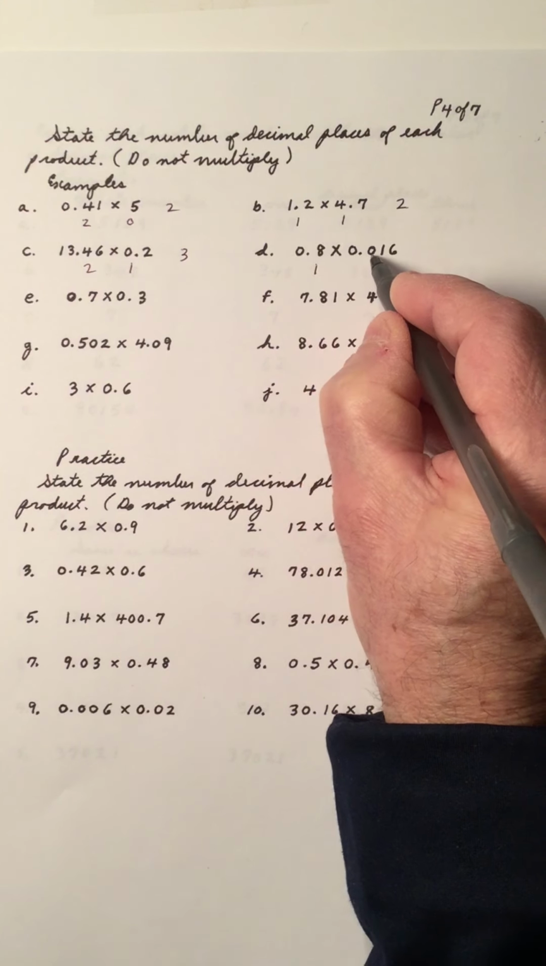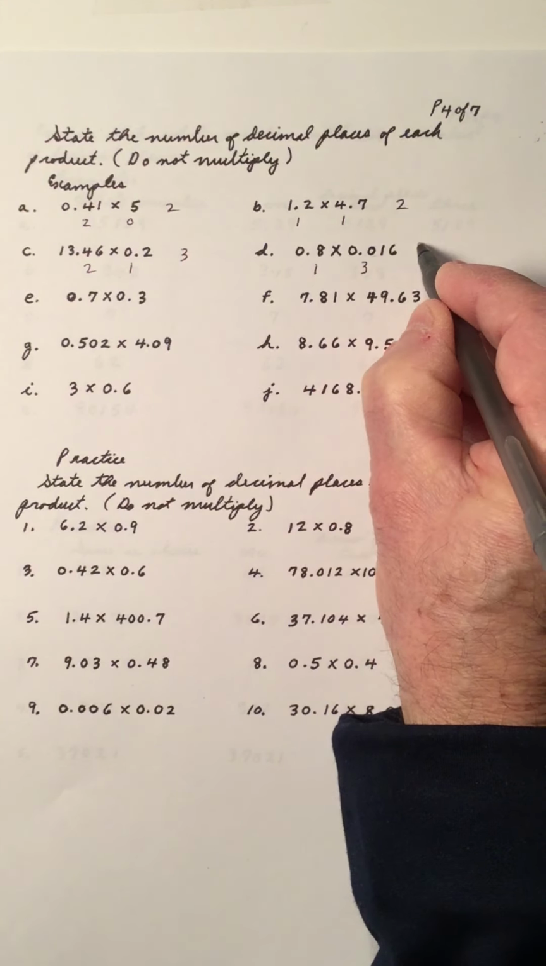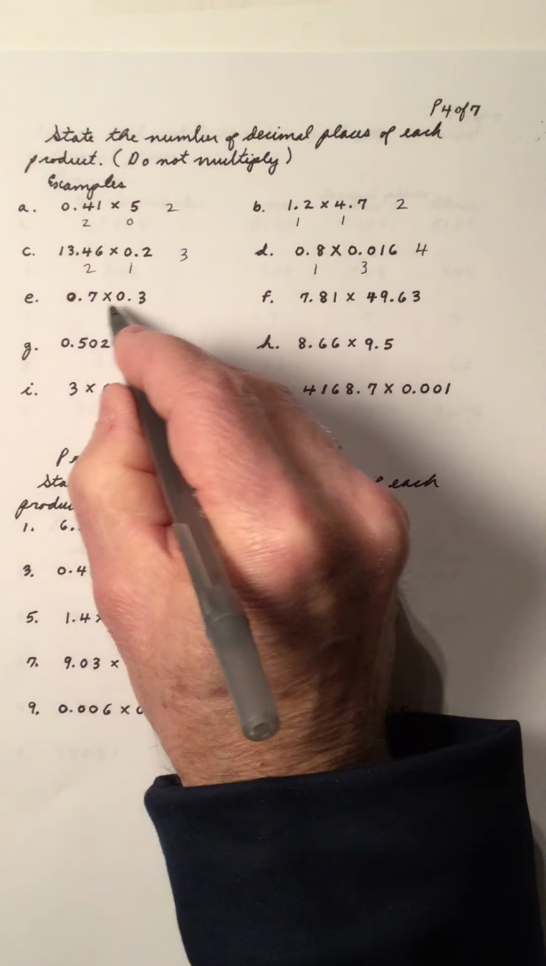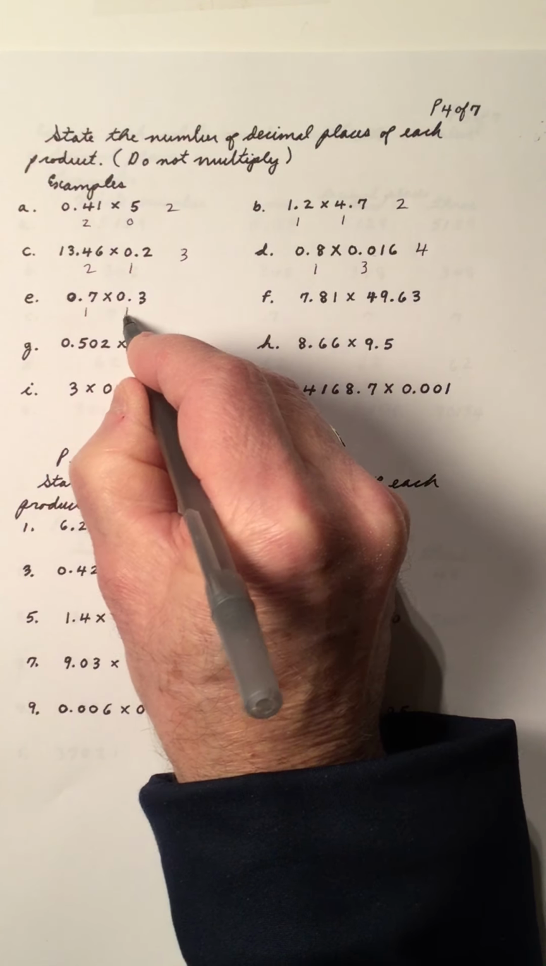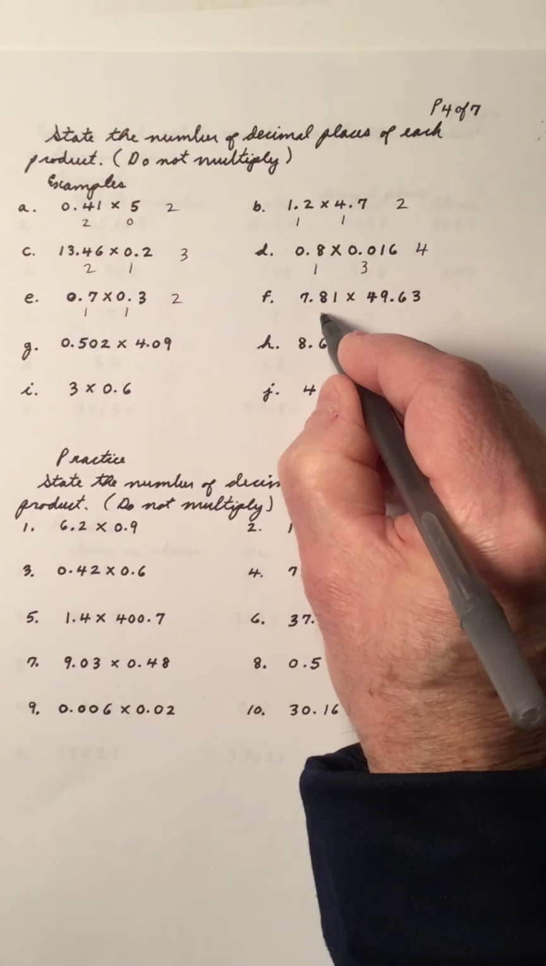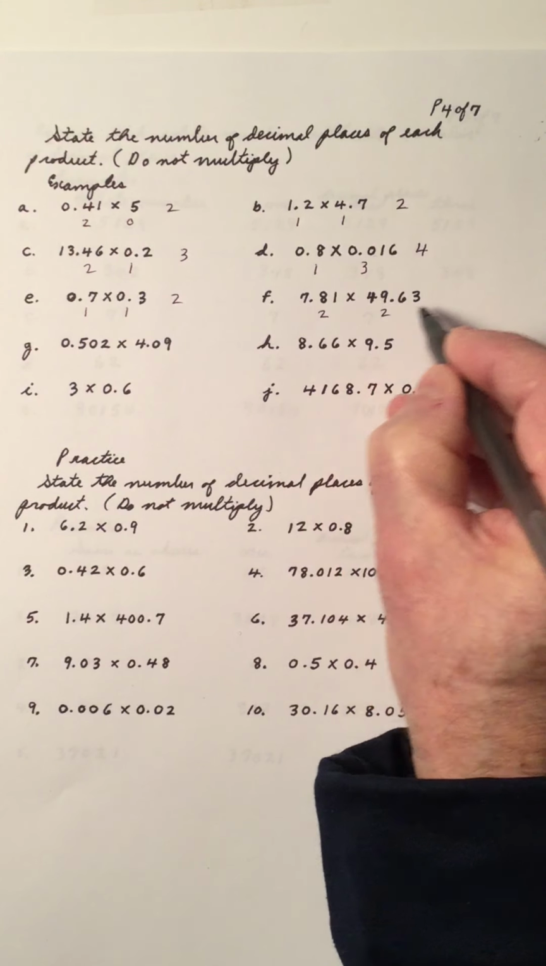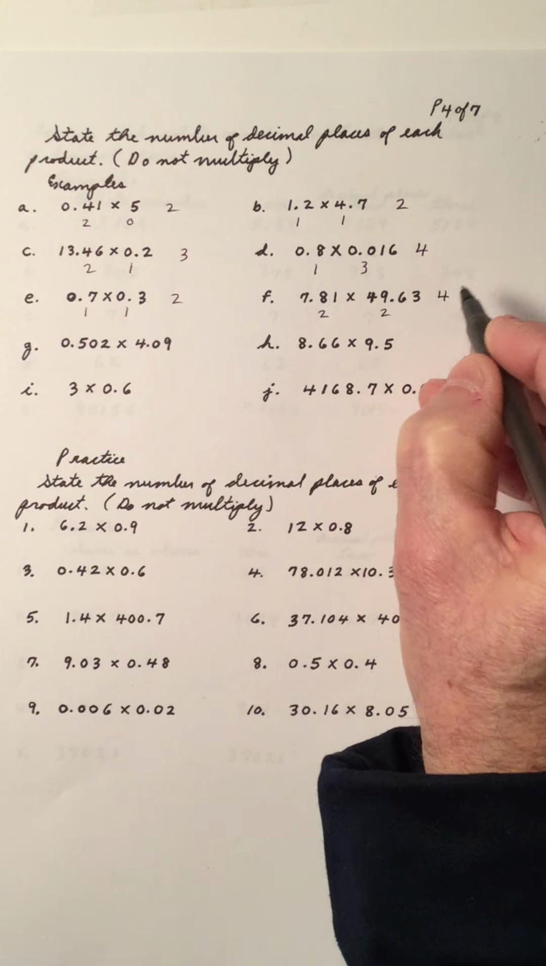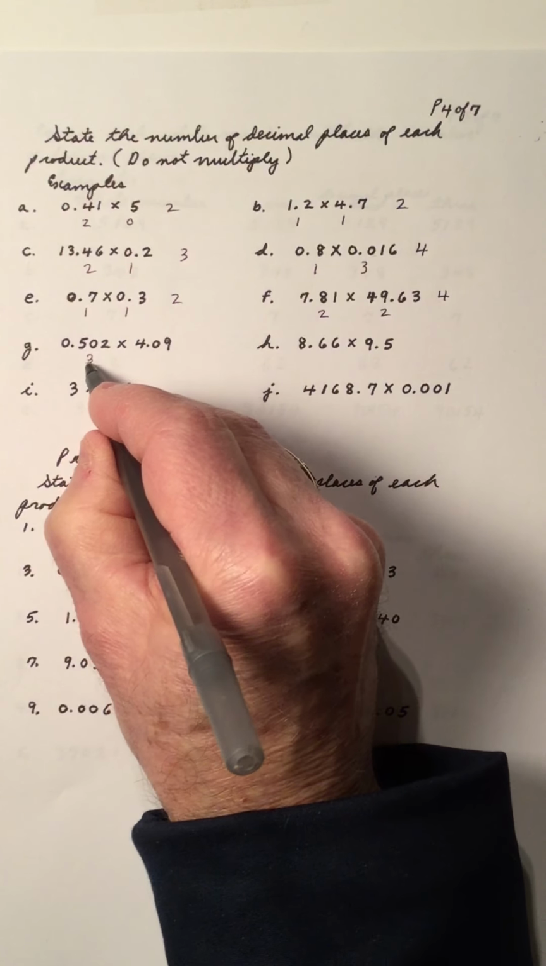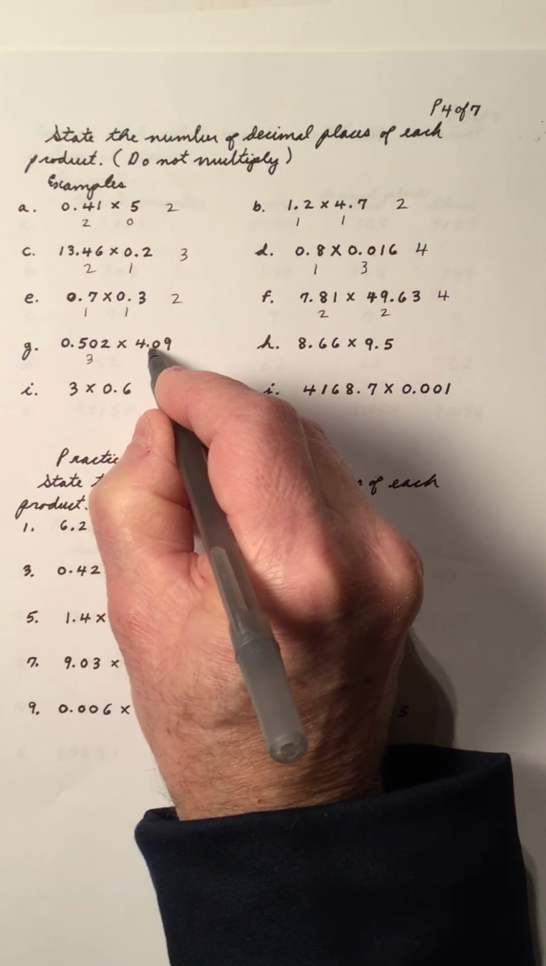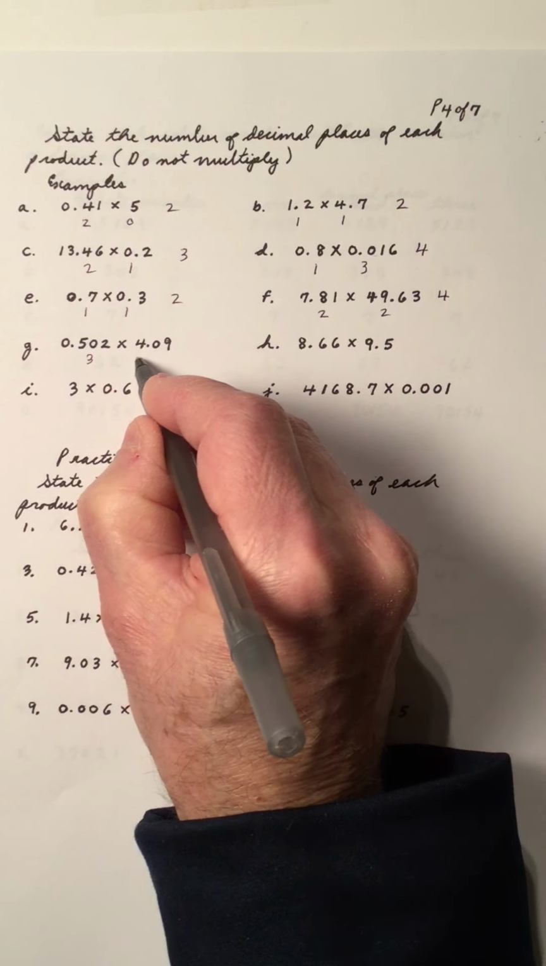1 decimal place, 3 decimal places, so the product will have 4 decimal places. 1, 1, the product will have 2. 2 decimal places, 2 decimal places, so the product will have 4 decimal places. 3 decimal places, 1, 2, 3. 2 decimal places, 0 and 9. And the product is the sum, 5.